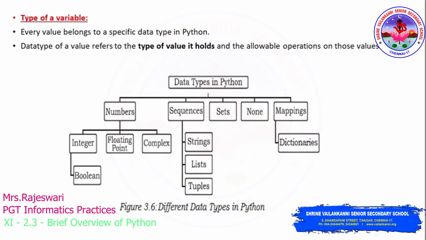Clear? Now we are going to see the type of the variable. The very first component, identity, we have discussed. Now the second component, which is type, is what we are going to discuss.